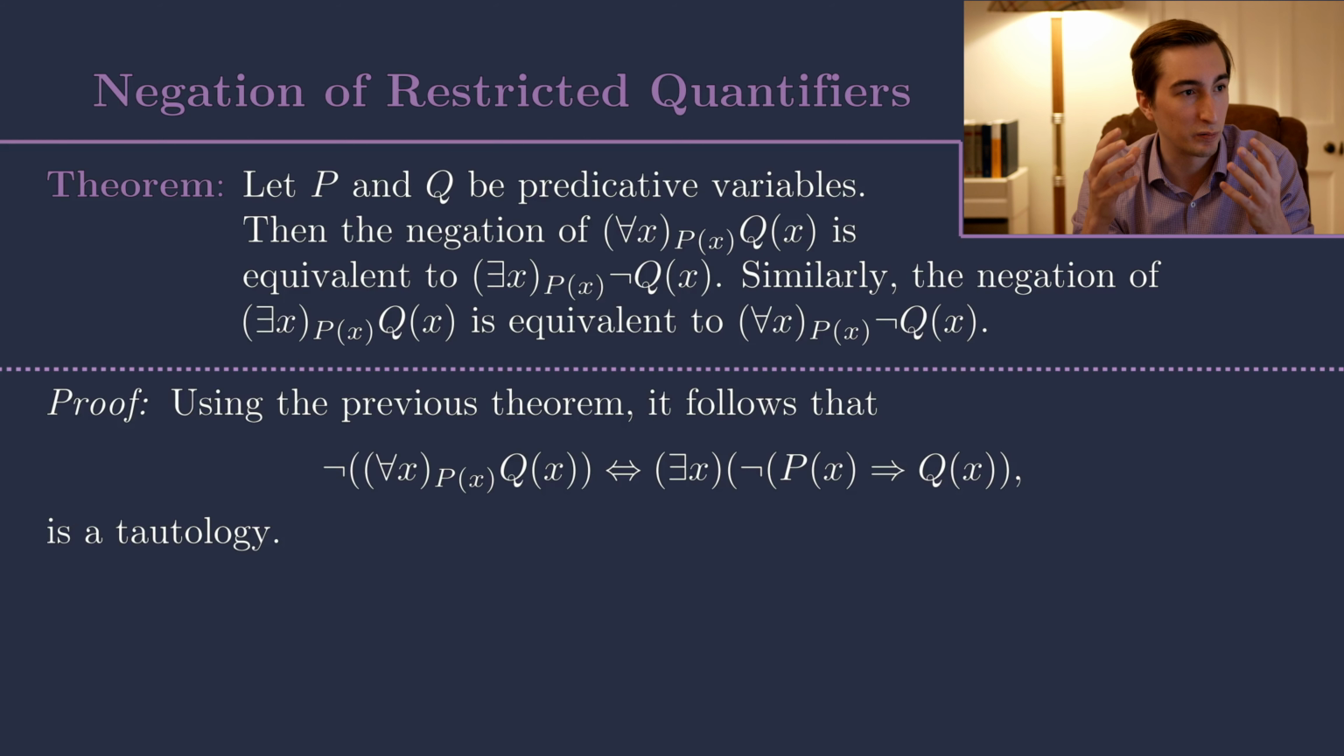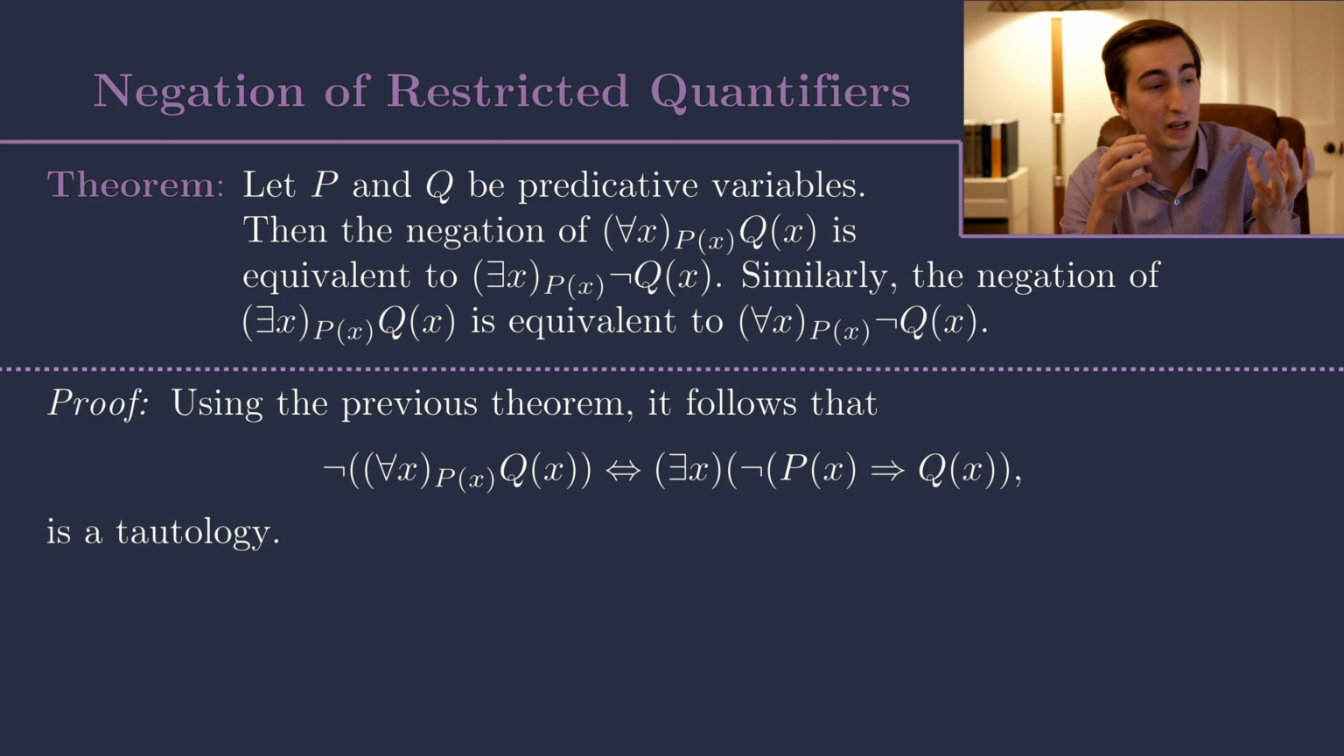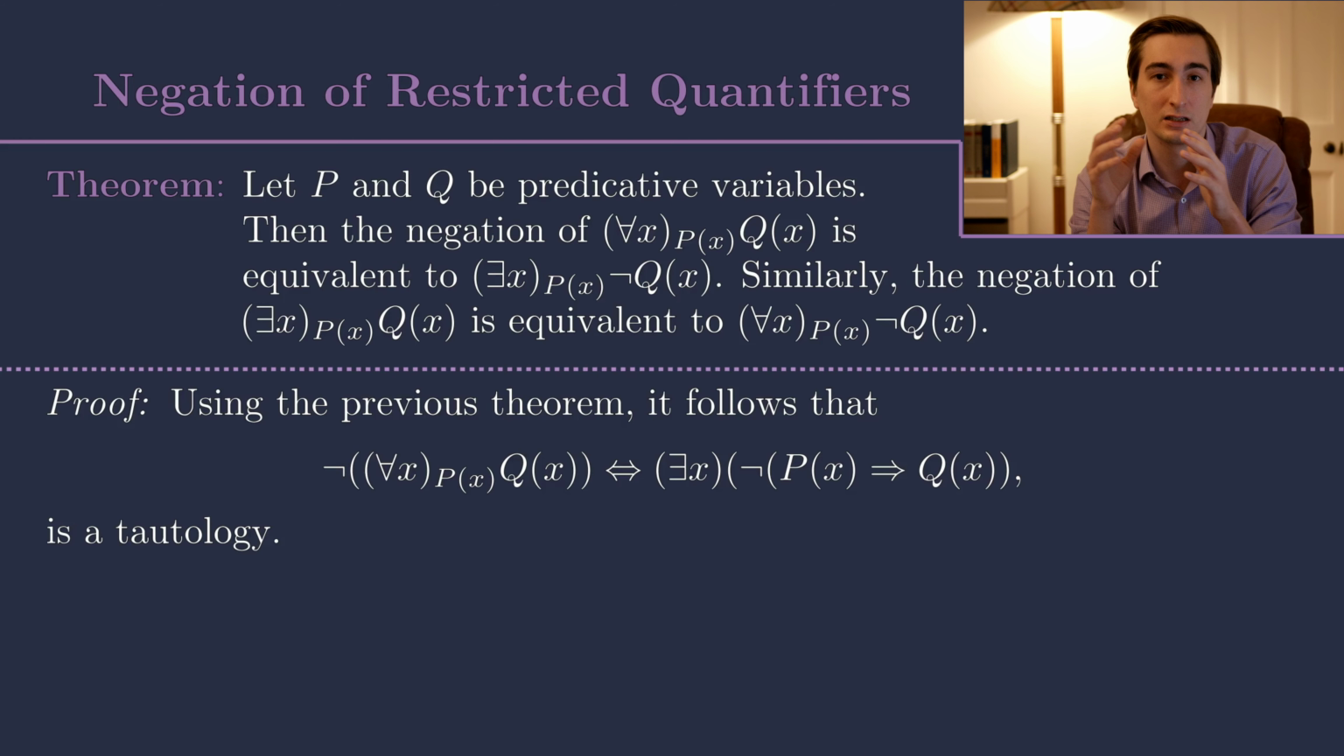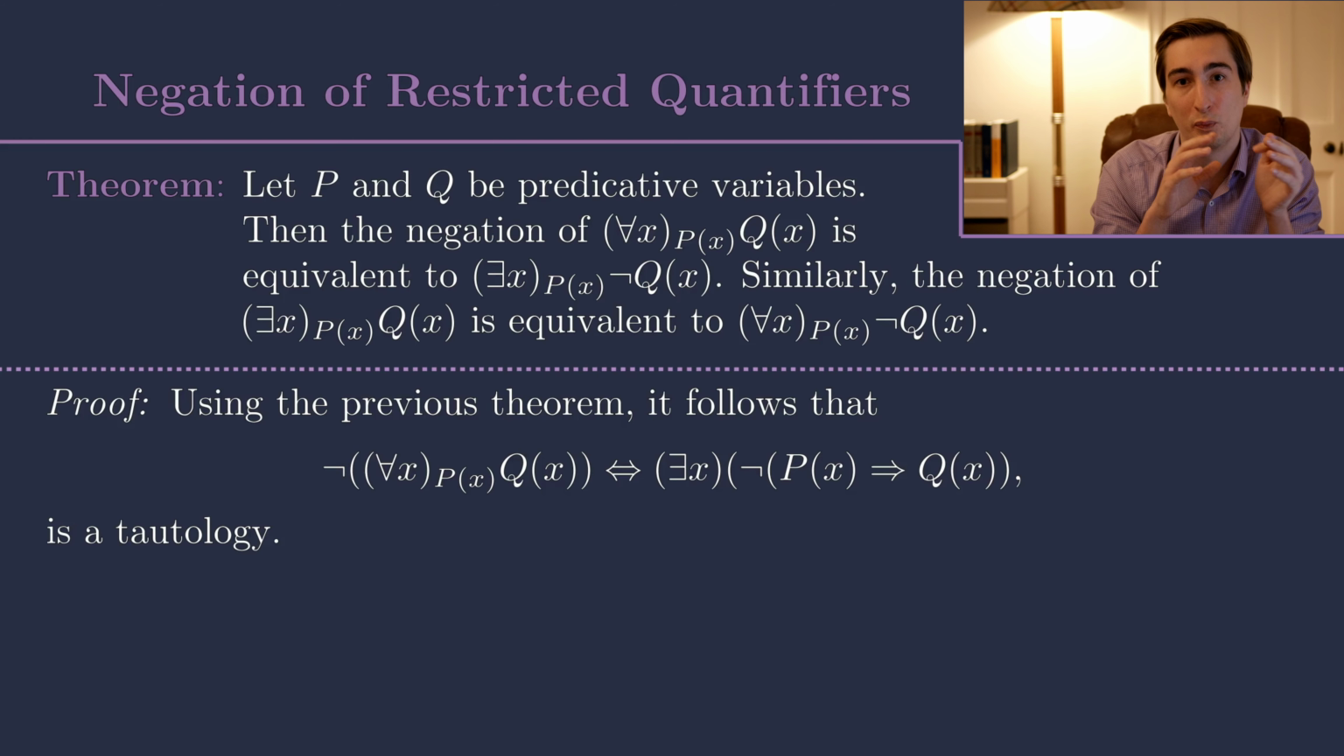But let's look at what we want to prove here. We want to prove that that is equivalent to this existential quantifier of x restricted to P of x, not Q of x. And in order to do that, all we need to do now is simply show that the negation of P implies Q is equivalent to P and not Q. And if we can show that those two propositional variables are in fact equivalent, then we've proven our initial statement.